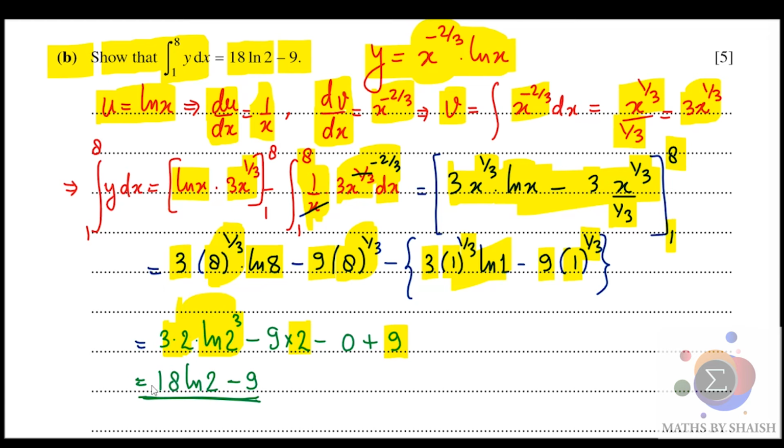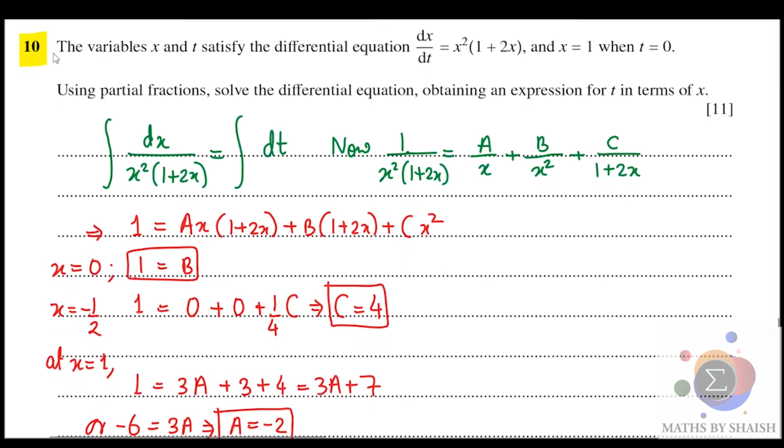So 6 into 3s, 6 3s are 18, into ln 2 minus 9, because there are minus 18 plus 9, that is minus 9, and that's what we need to prove. So we have proved that this integration is 18 ln 2 minus 9. 10th question, that is the last question.